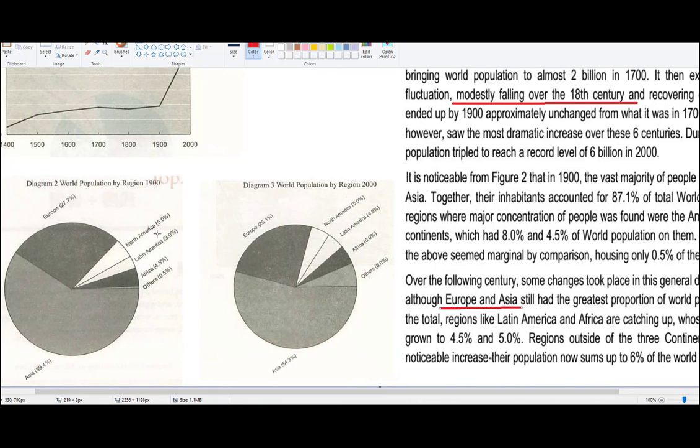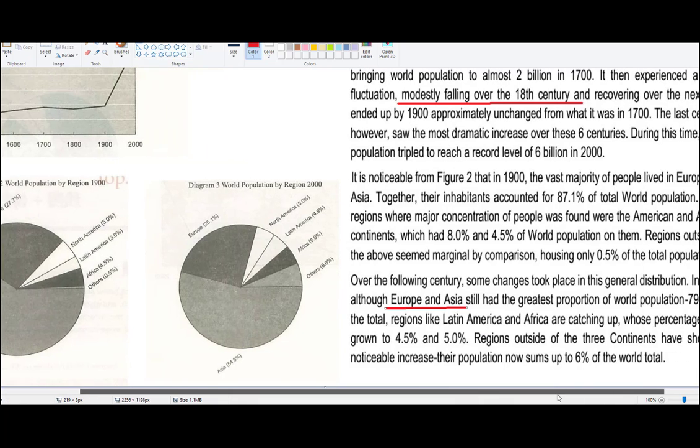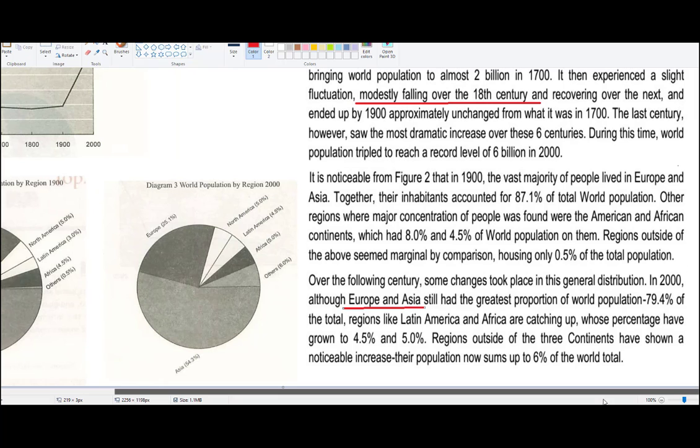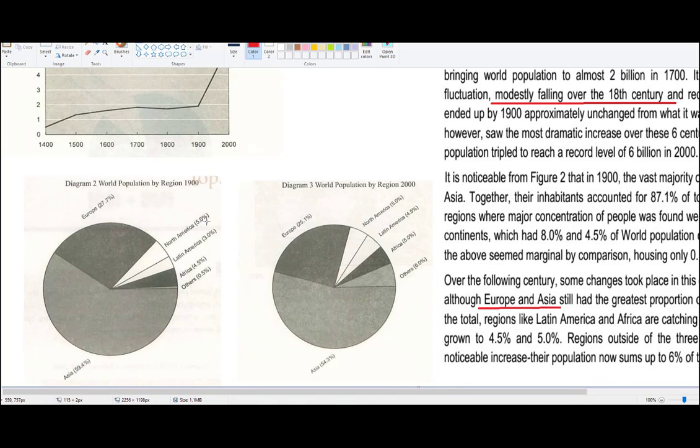Are they? Are you talking about North America, or which? Oh, Latin America and Africa are catching up. American and African continents. Now, what is this referred to? Is this North America and Latin America together?